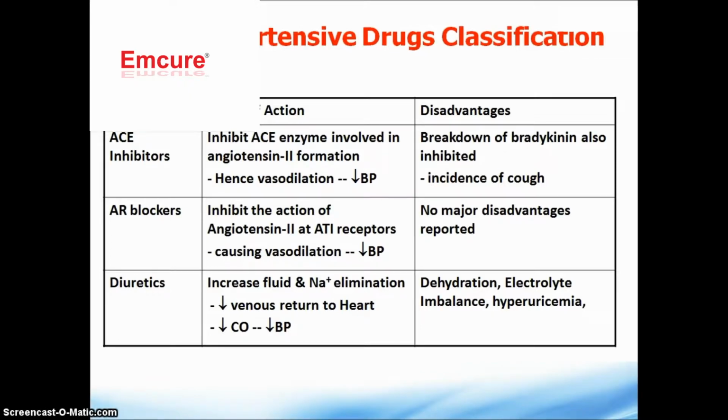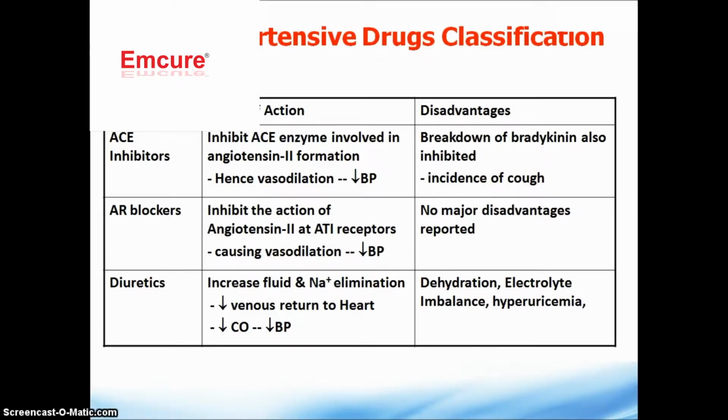Now coming to the next group, that is the angiotensin II receptor blockers. These inhibit the action of angiotensin II at the AT1 receptors, hence cause vasodilation and finally lowering in the blood pressure. Well, no major disadvantages have been reported so far.